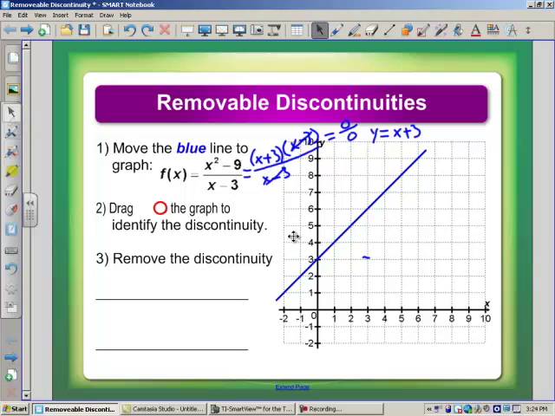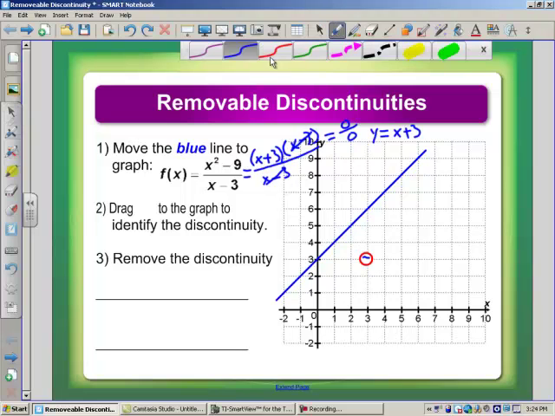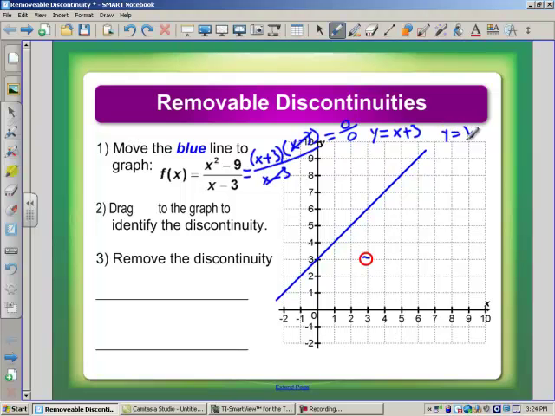And at that point, once we've canceled, we're going to put this little hole where it should be. Now, where are we going to put this hole? We know it's at x equals 3, because that's the factor that I canceled. But what's the y value? Where does this hole go? The way you find the y value is you plug 3 in for x into the remaining function. So we plug in 3 for x, and you get y equals 6. So this little hole needs to go at (3, 6).